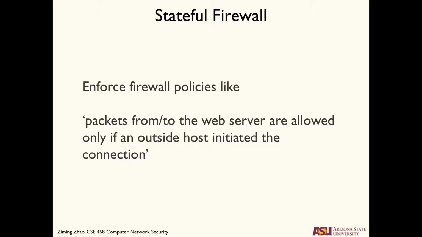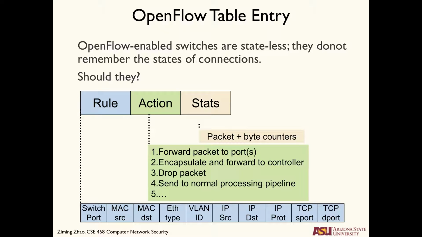The second thing we identified is it's hard to implement any stateful application in SDN. Imagine we want to implement a stateful firewall. We want to enforce policies like packets from or to the web server are only allowed if an outside host initiated the connection. This is a stateful rule we discussed a little when we talked about firewalls. To enforce this kind of rule, the firewall has to remember the state of each connection. However, we know that in SDN, in OpenFlow, each flow entry in the table is simply rule, action, and stats. So there is no connection state remembered, at least at the switch layer.